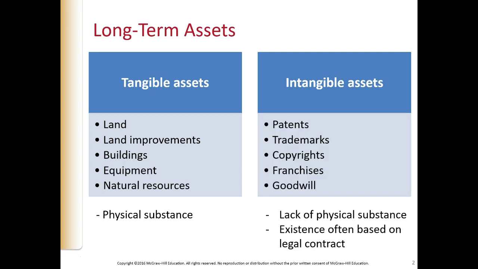On the other hand, intangible assets will be things like patents, trademarks, copyrights, franchises, and goodwill. These lack a physical substance, and the existence is often based on a legal contract.